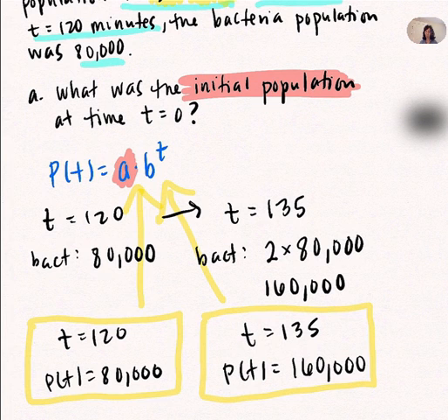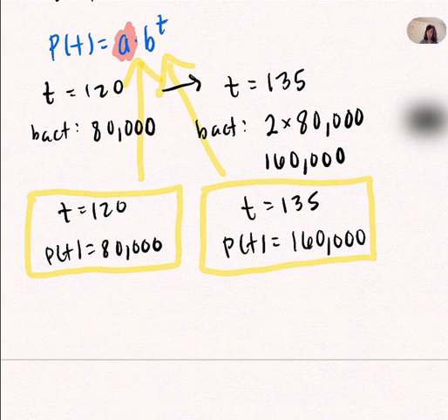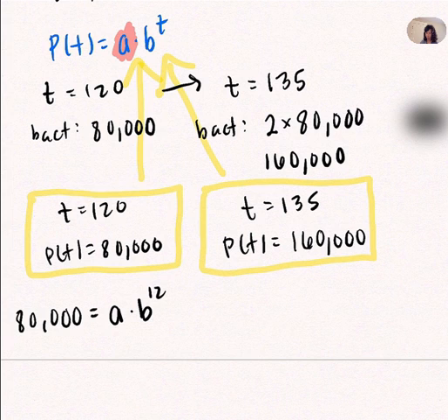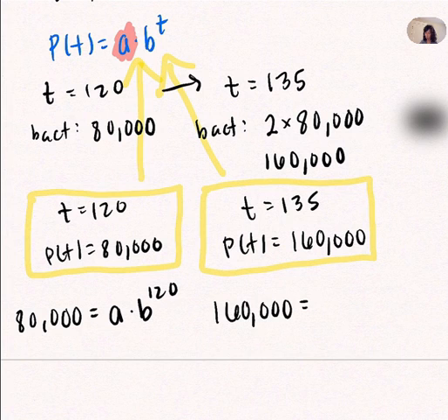So the question is, how do we use this information to solve for a and b? Here's what we can do. We can take the first equation and plug in for t 120, and for P of t 80,000. So I can put 80,000 equals a times b to the 120. And then I can do the same thing for this one right here. I can put 160,000 equals a times b to the 135.